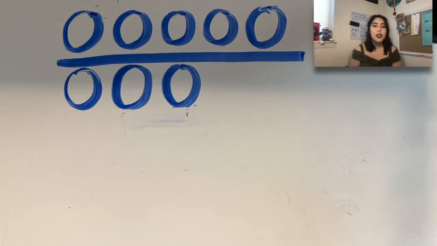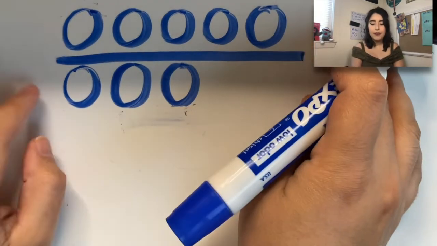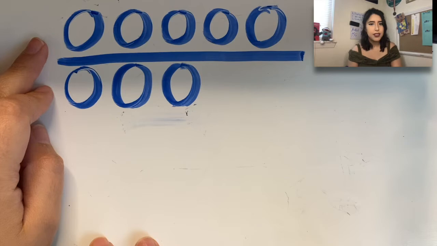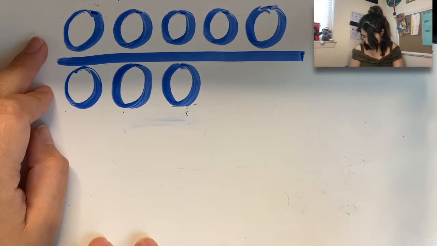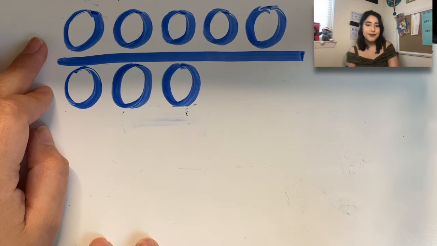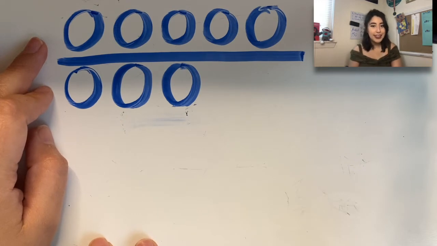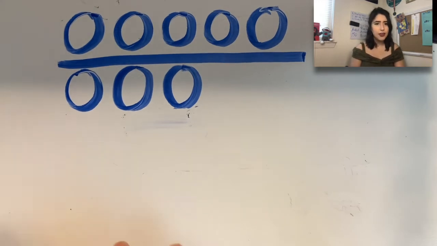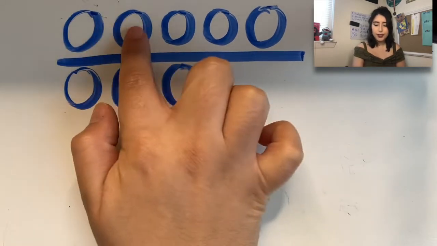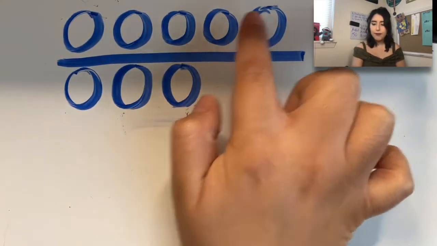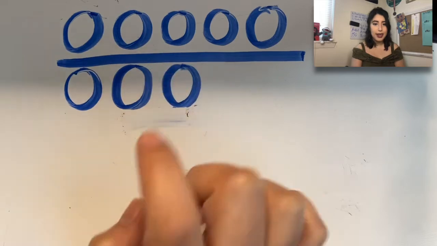How many cars did they have all together? So we have 5 and 3. What number does 5 and 3 make? 8. Let's make sure you're right. Let's count them all. Ready? 1, 2, 3, 4, 5, 6, 7, 8.